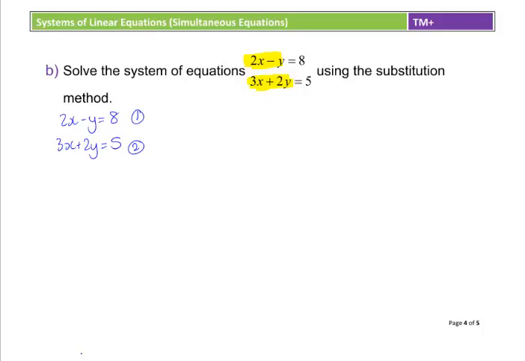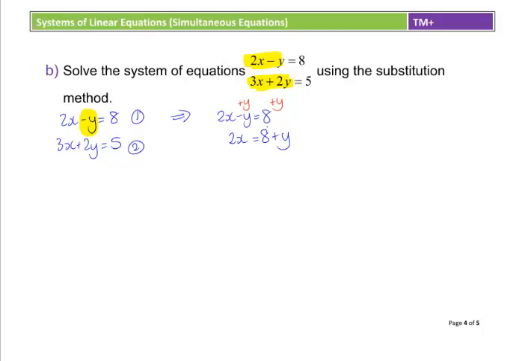Now looking at those equations, which one is easiest to get a variable on its own? Well, this x is multiplied by 2, so it's not singular, but the y is singular. That's just a negative 1y, so that's the easiest one to isolate. So to rearrange that equation, I've got 2x minus y equals 8. I can add y to both sides so it becomes positive. So 2x, negative y plus y is 0. So that's 8 plus y on this side.